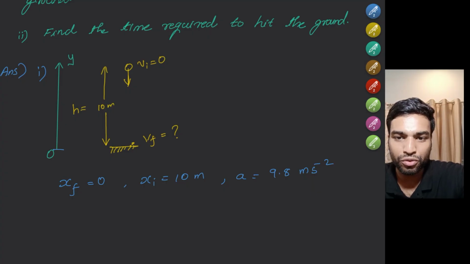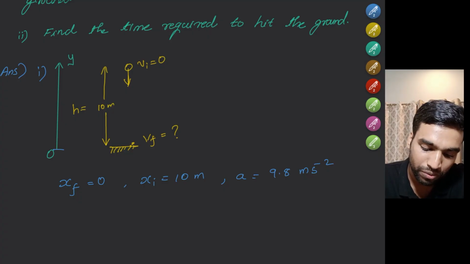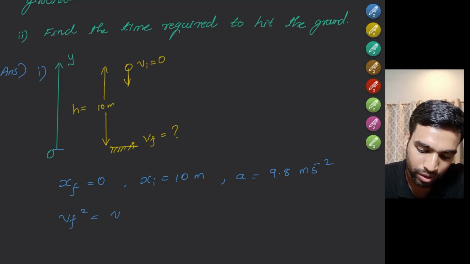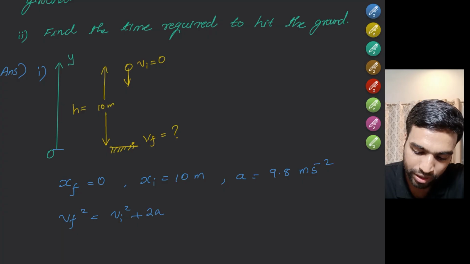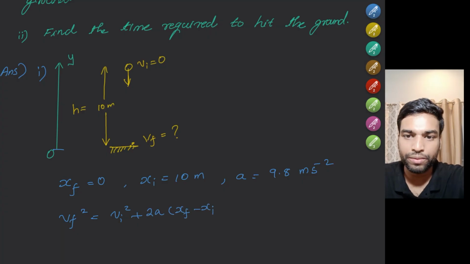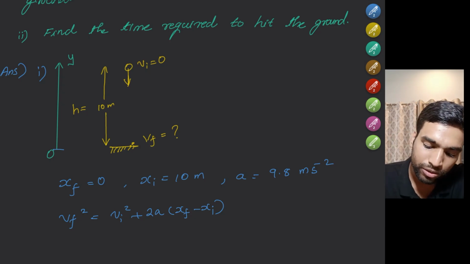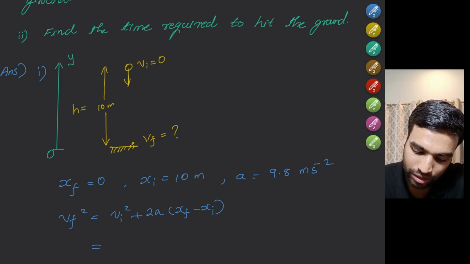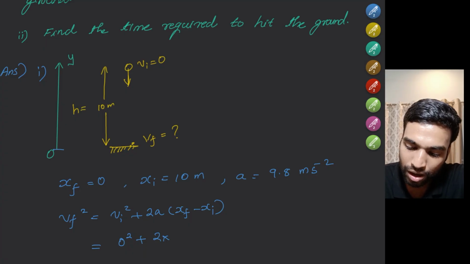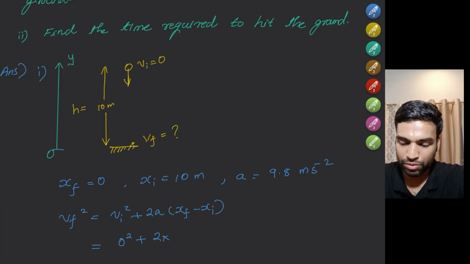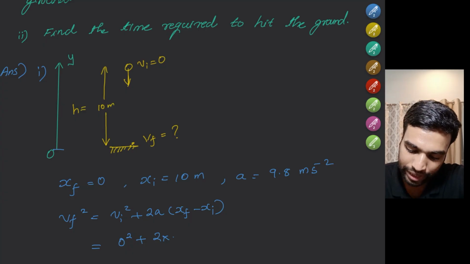We can use equation of motion 3, which is Vf square is equal to Vi square plus 2a into (xf minus xi), which we derived in the last video, right? So therefore it is equal to 0 square plus 2 into, remember, acceleration magnitude is 9.8. However, the direction is downward. So we have to write negative 9.8. Negative 9.8 into xf is 0 and xi is 10.